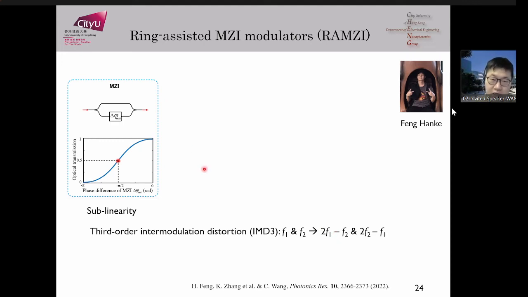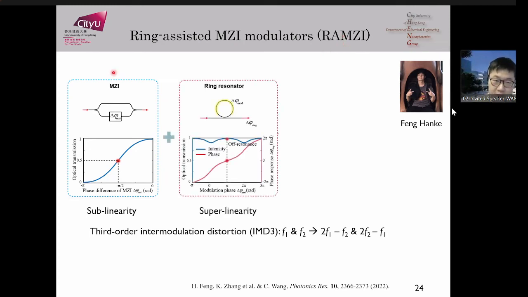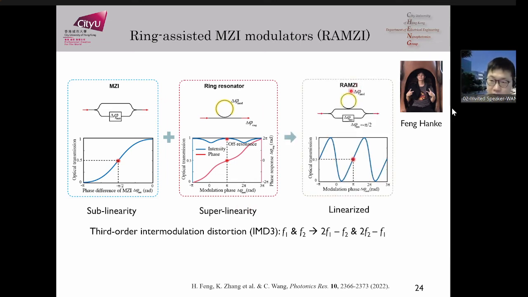Right. So our idea here is to make use of a so-called ring-assisted Mach-Zehnder modulator, or RA-MZI, by combining the MZI with a ring resonator. We know that at the off-resonant point of a ring resonator, the amplitude is almost constant, but the phase goes through a superlinear relationship. Right? So if you design these two well and combine them as a so-called ring-assisted Mach-Zehnder, where the ring couples to the Mach-Zehnder, you can compensate these two and then induce a so-called linearized transfer function.